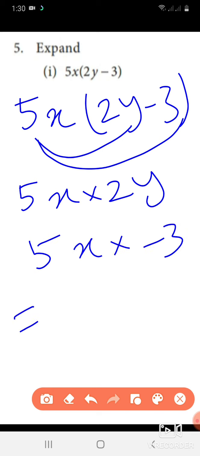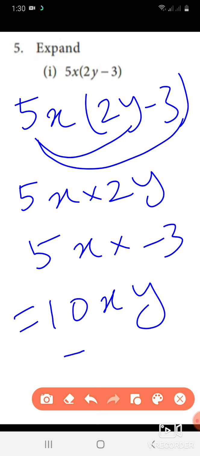Okay, so the answer is, first you have to check the sign for the first term, plus, so you can get plus. 5 2s are 10 xy. Now come to the next one, different sign, so you have to put minus. 5 3s are 15 x. So the answer is 10 xy minus 15 x. That's all.